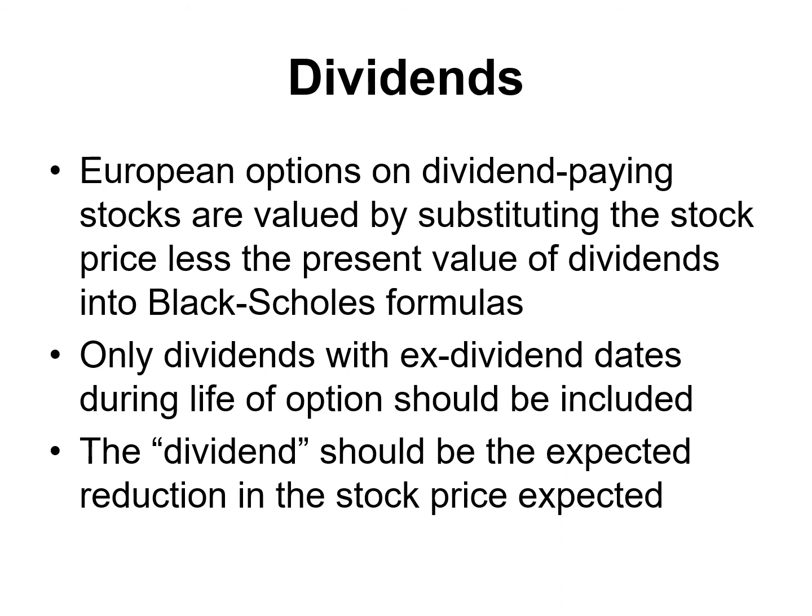Dividends. European options on dividend-paying stocks are valued by substituting the stock price less the present value of dividends into the Black-Scholes formulas. Only dividends with ex-dividend dates during the life of the option should be included. The dividend should be the expected reduction in the stock price.